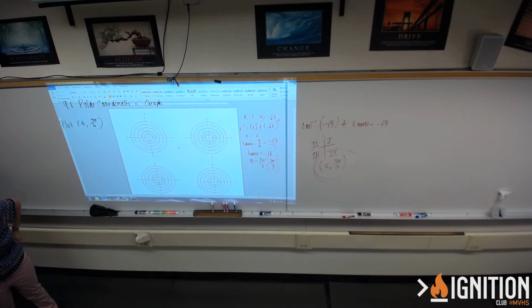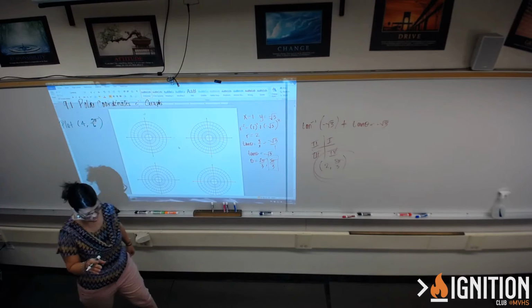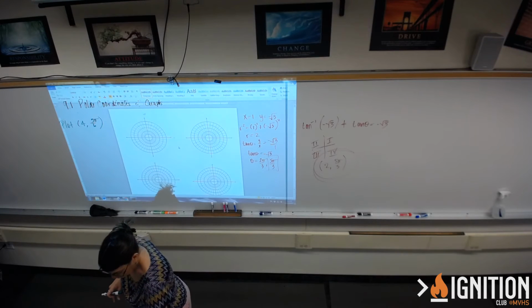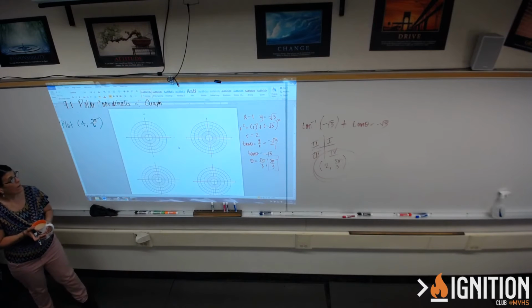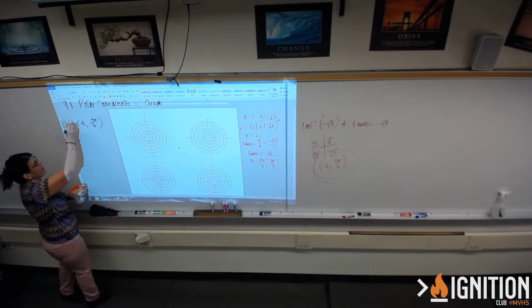When they're asking you to plot points, you can do 3 or 4 of them on the same grid, that's fine. When we start graphing shapes, you can only do 1. You'll see what I mean in a minute. Plot the point, and let's label it A.